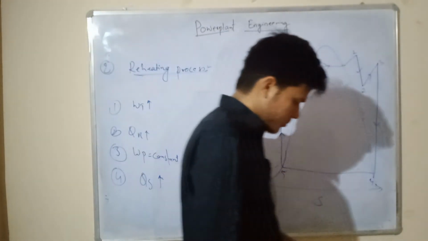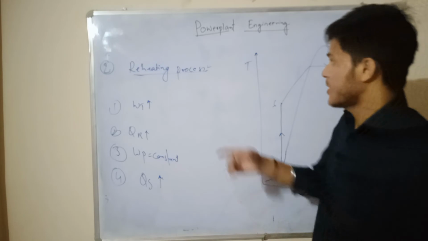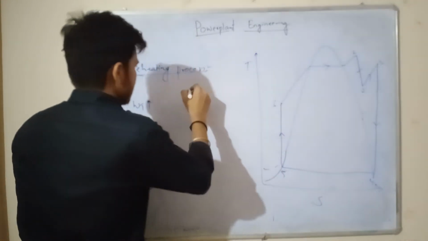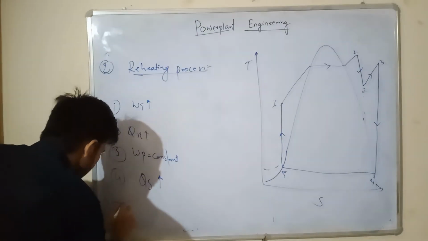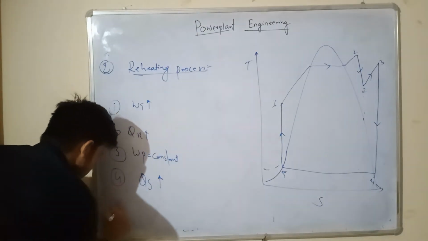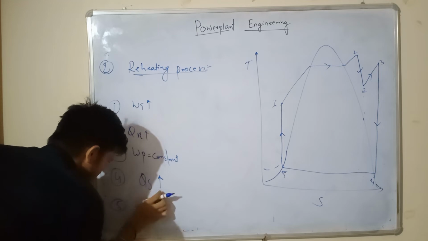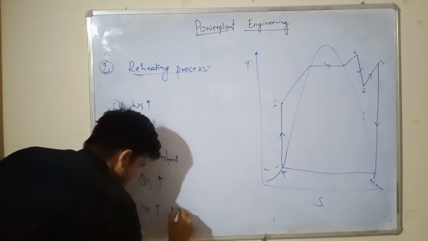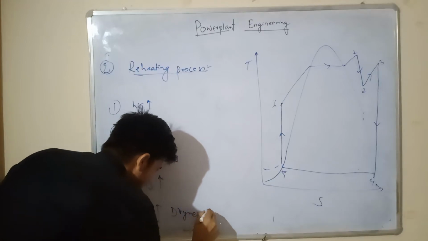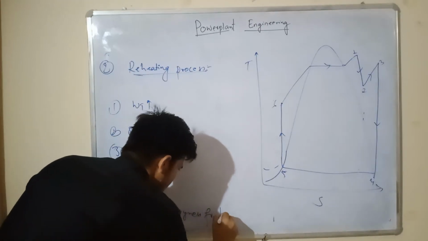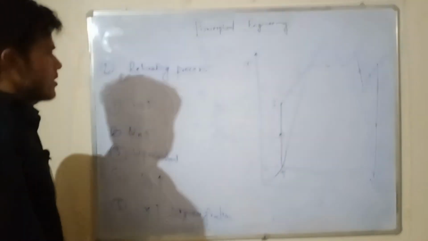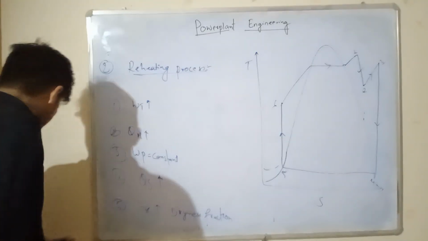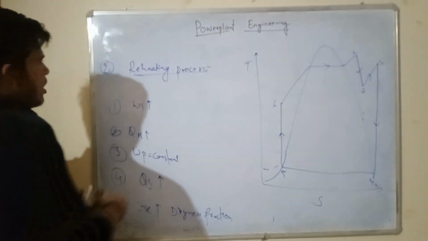The main reason for doing the superheating is increasing the dryness fraction of the steam. Dryness fraction we consider as X. Generally the dryness fraction increases. Dryness fraction increases. If we come to the point of efficiency, I already explained in the last classes.